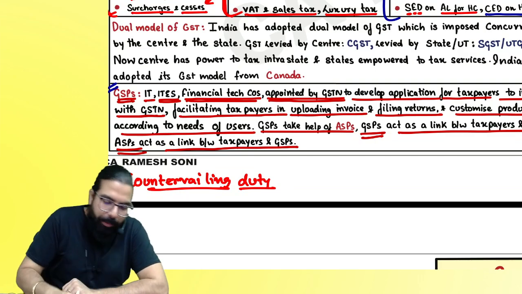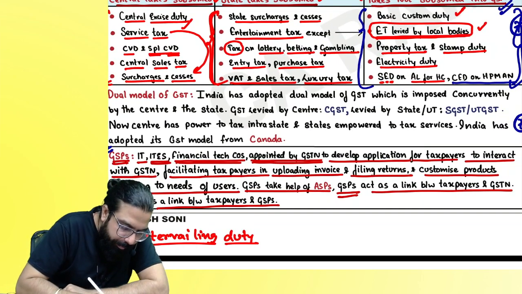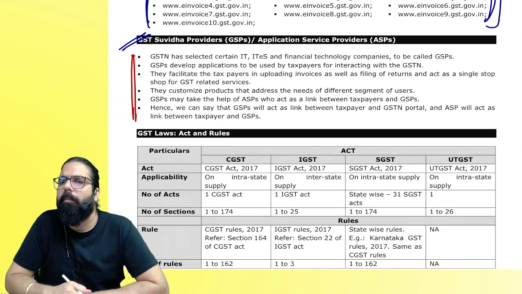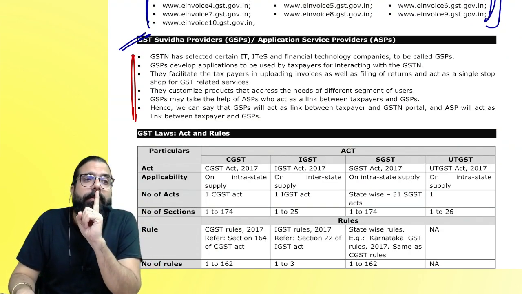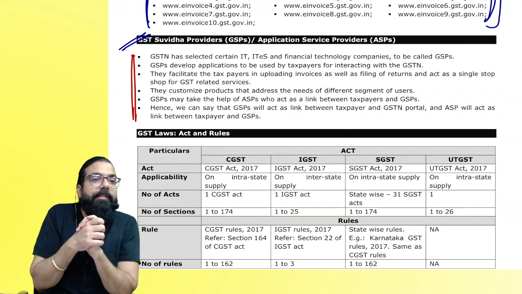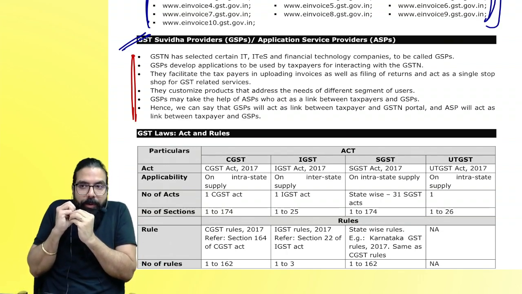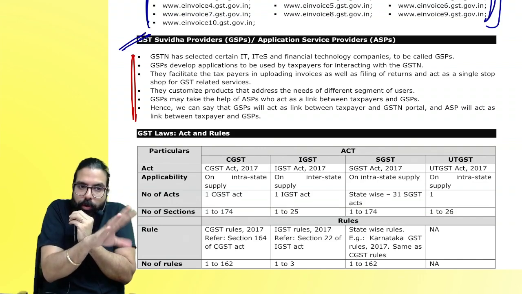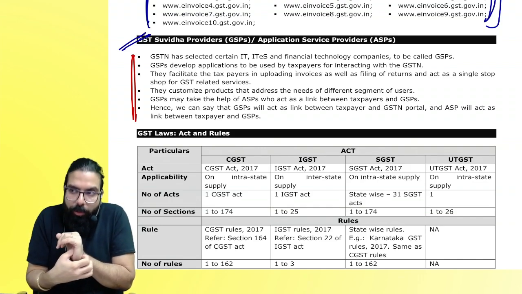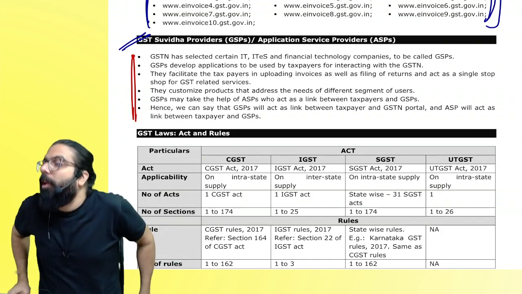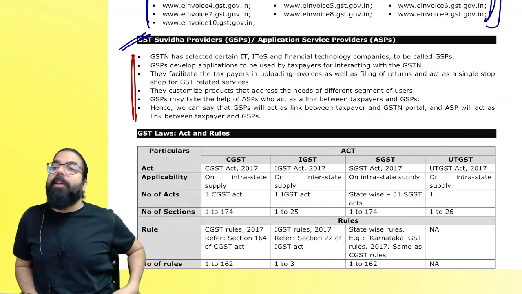Can I go ahead, everyone? Are we clear? What do you mean by dual model? There is one model which is known as what? National model. What happens in the national model? Central government will collect and they will distribute to whom? States. But in India, will the national model work? Which model is adopted in India? Dual model.